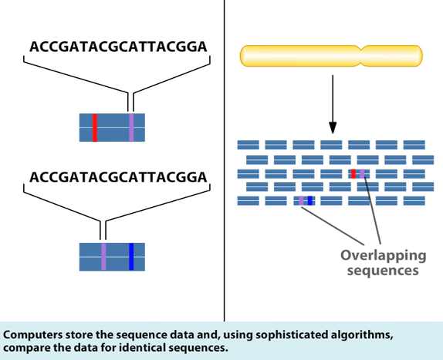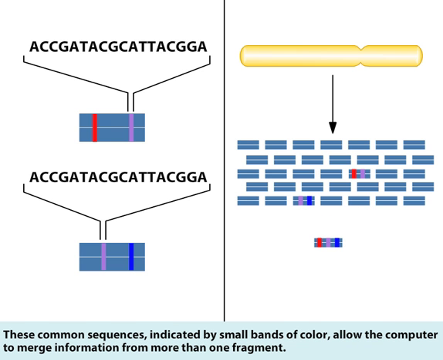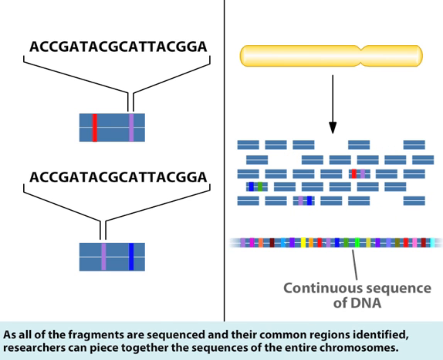Computers store the sequence data and, using sophisticated algorithms, compare the data for identical sequences. These common sequences, indicated by small bands of color, allow the computer to merge information from more than one fragment. As all of the fragments are sequenced and their common regions identified, researchers can piece together the sequences of the entire chromosomes.